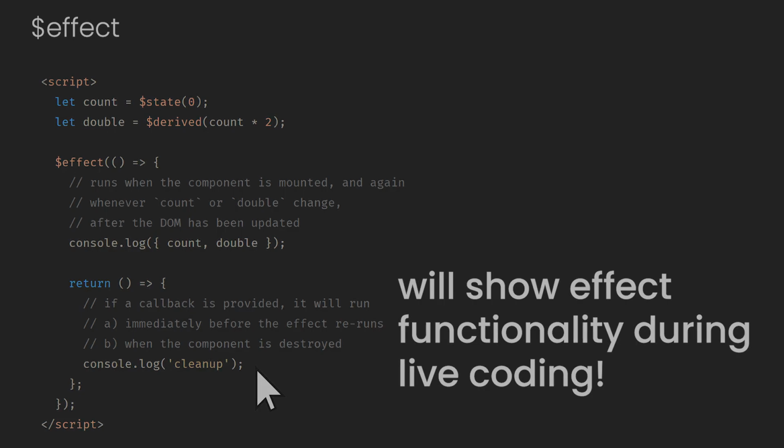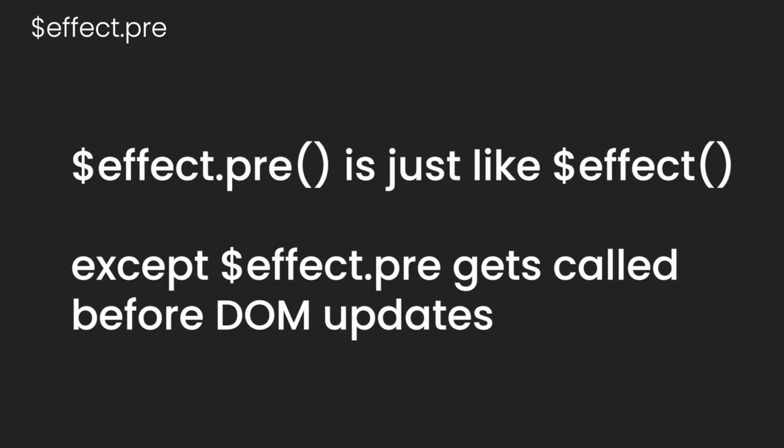Finally, we have the effect.pre rune. Effect.pre is a function that gets called before the DOM updates, whereas the effect rune from before gets run after the DOM updates. This is good for specialized use cases, and it's just good to know that it exists.